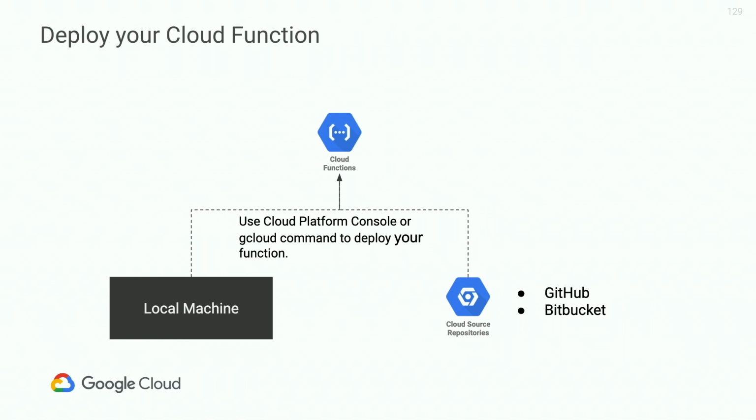And also, you can deploy your code directly from an independent source code repository. And also, if you are using other third-party repositories such as GitHub or Bitbucket, you can synchronize your Bitbucket and GitHub repository to your source repository, and you can sync and deploy your code from there.